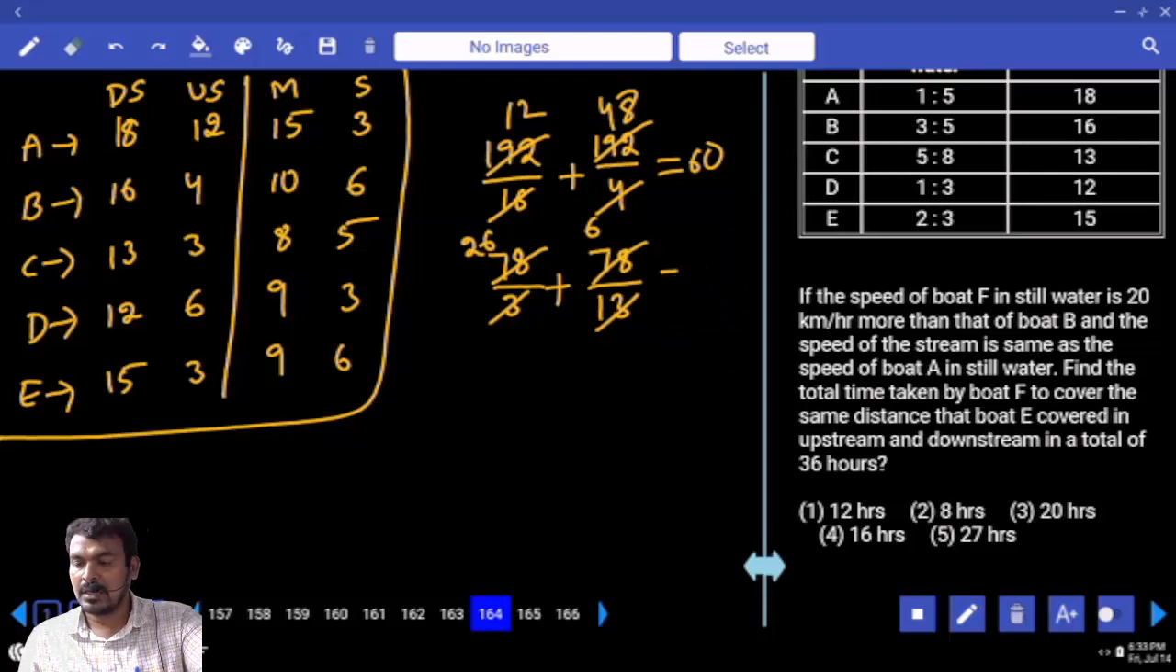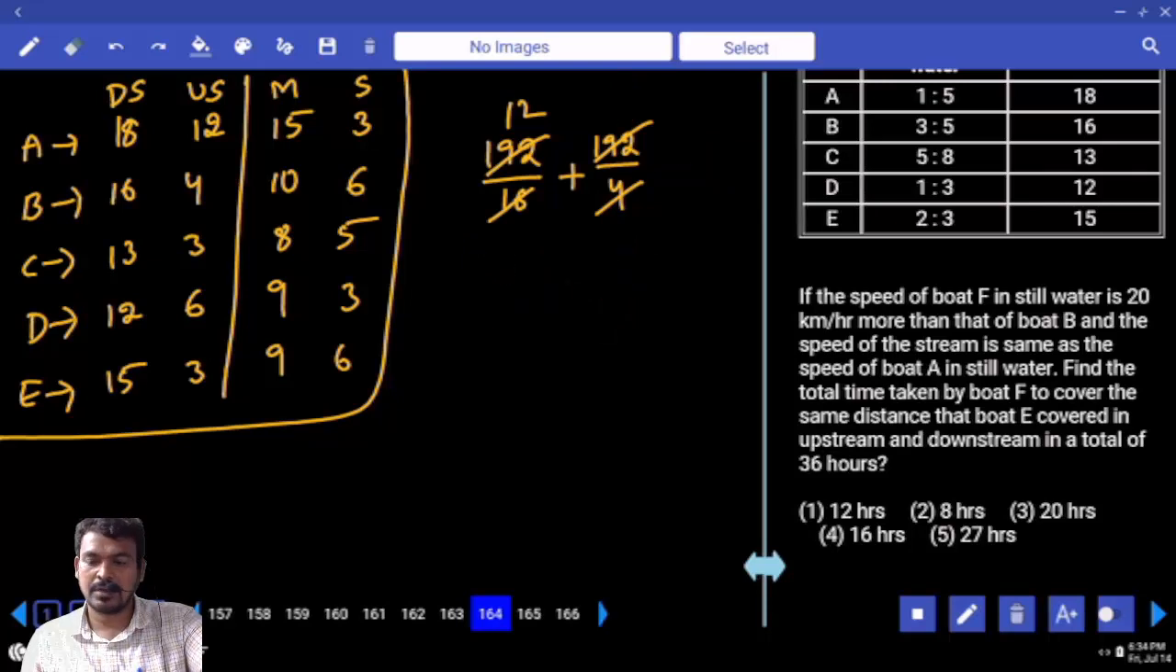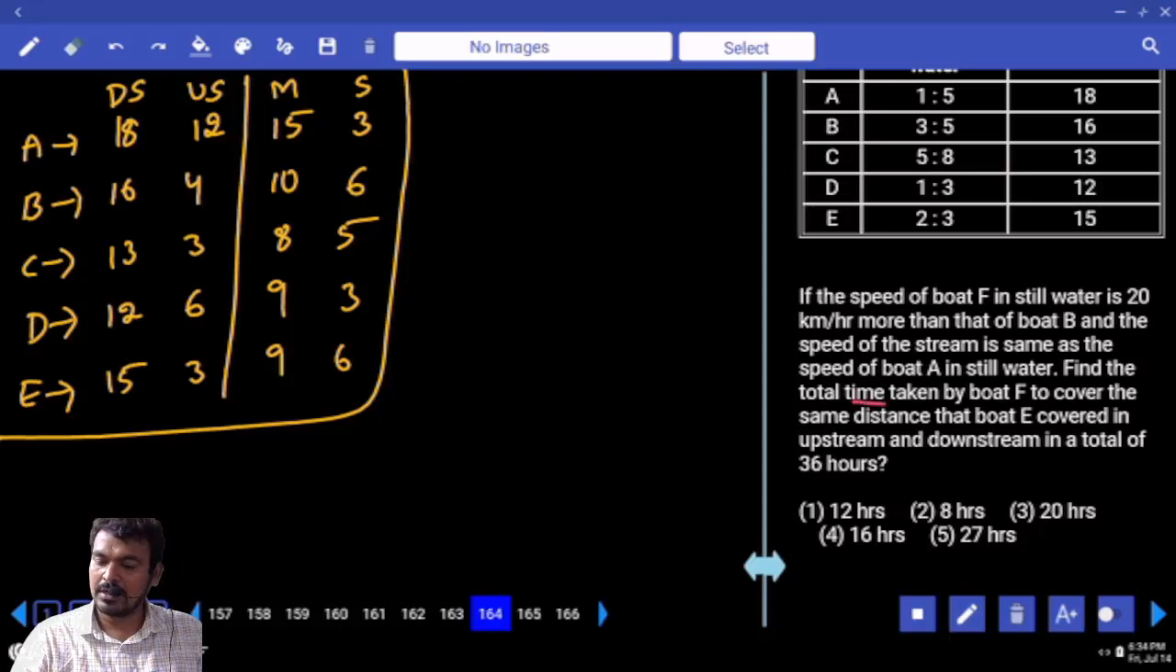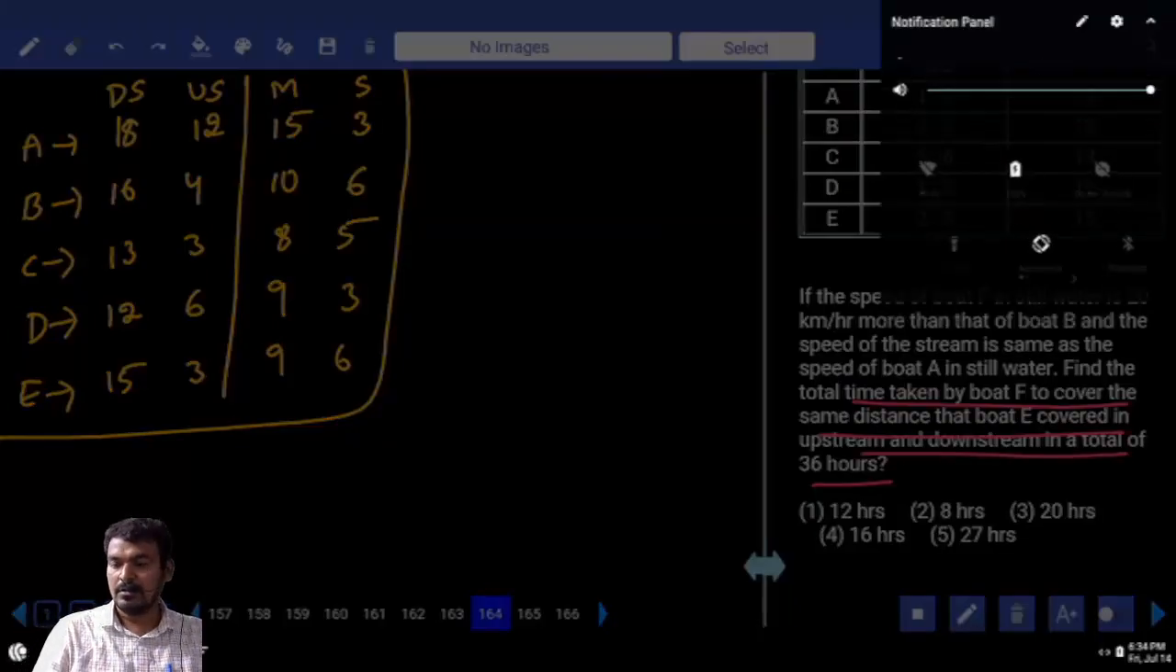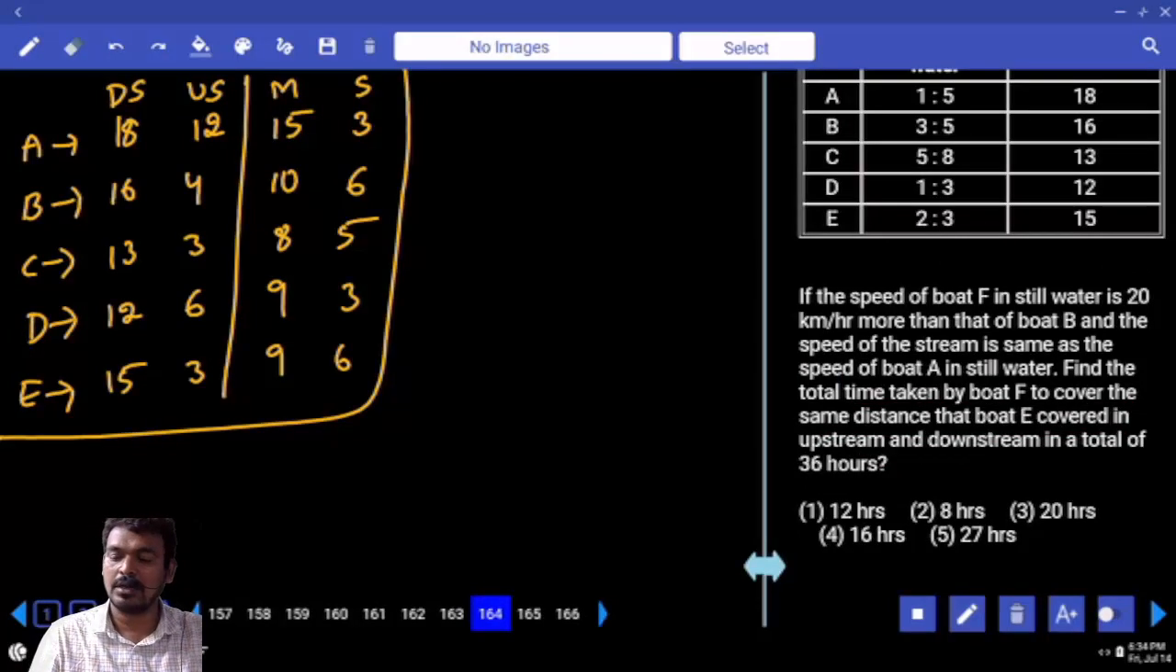Here, the speed of the boat F is 20 more than which one? The speed of the boat B. And the speed of the stream is same as which one? The speed of the boat A in still water. The distance values are equal. Total time taken by F to cover the same distance that boat E covered in upstream and downstream is a total of how many hours? 36 hours. First we need to identify the boat E distance. What is the boat E upstream distance?